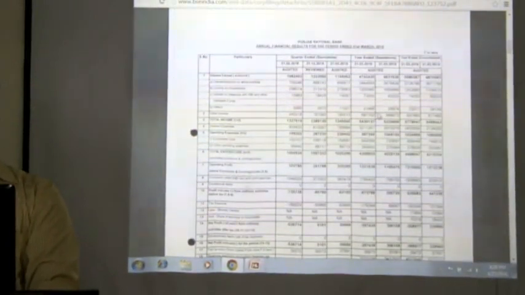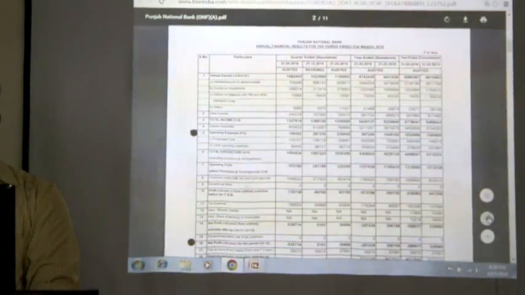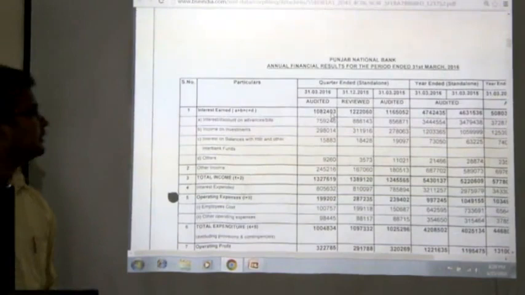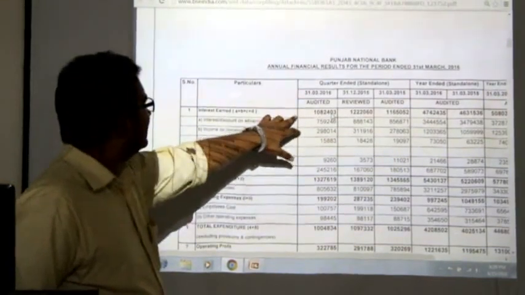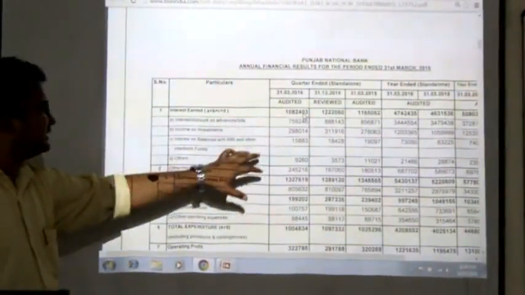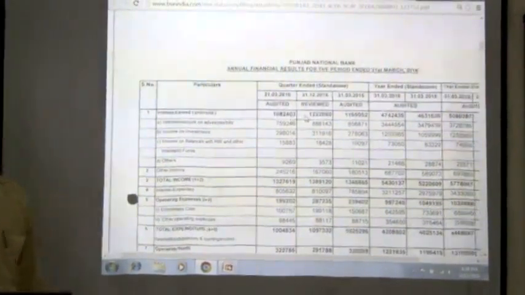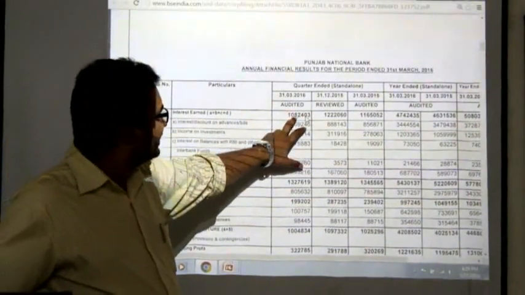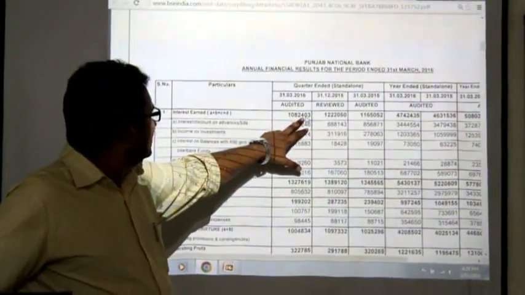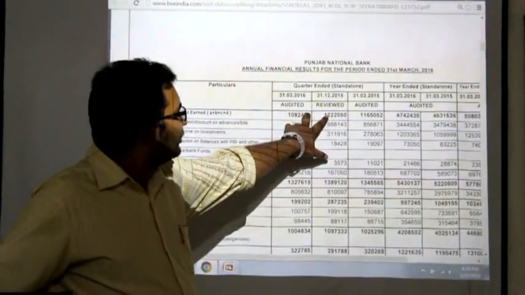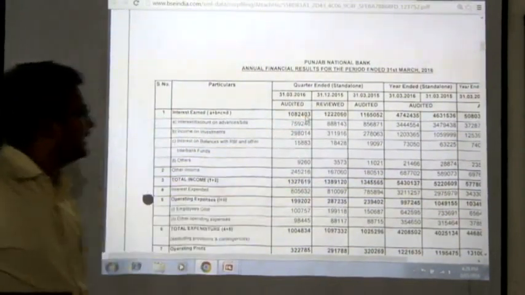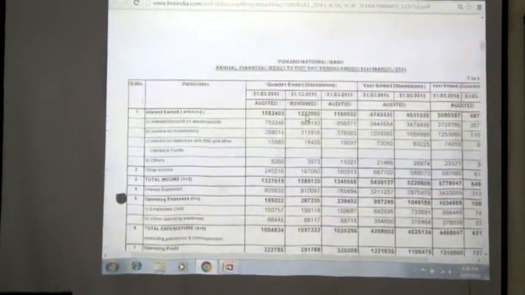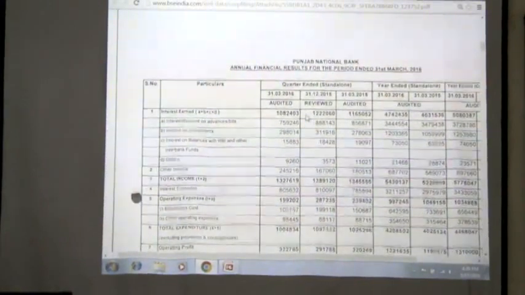So here it is. When we compare this, the interest earned has reduced. For HDFC it has increased, but in case of PNB it is also in lakhs, so it is approximately 10,800 crore. It was approximately 12,200 crore last quarter, so it has decreased. The interest rate has been decreased, which is not a very good sign.